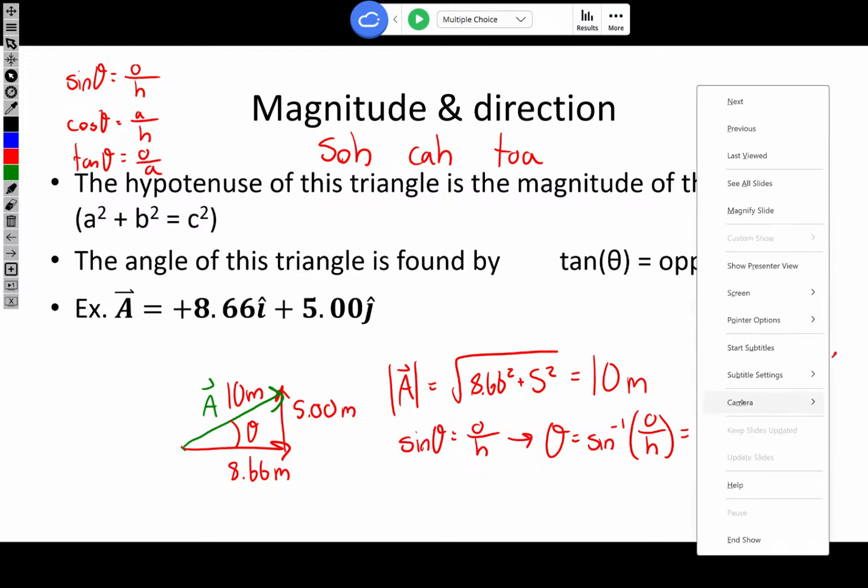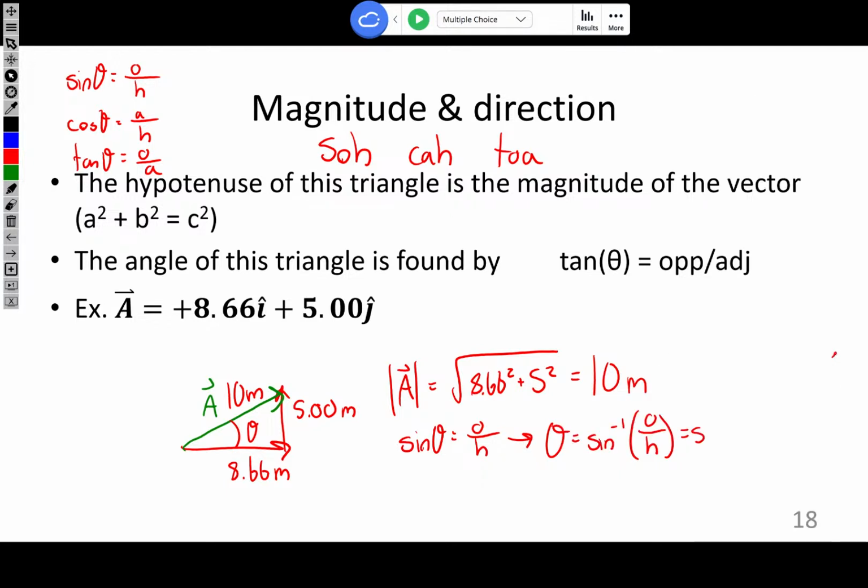Sine inverse, what's my opposite side? 5 over the hypotenuse, which is 10. Boom, plug that in a calculator and you get a number. It's going to be between 0 and 90. It's going to be less than 45. Sine inverse of 5 divided by 10. 30 degrees.